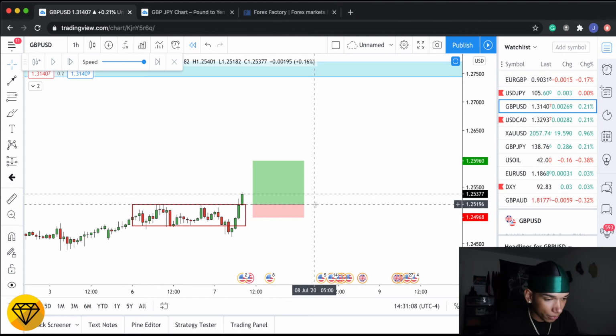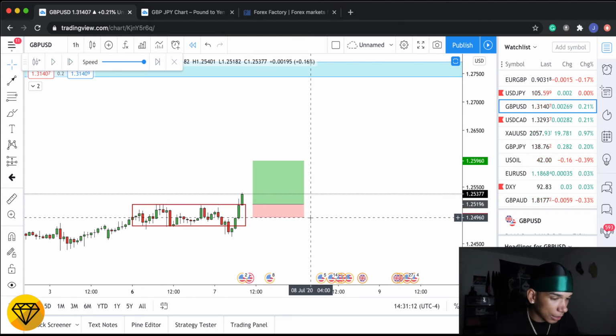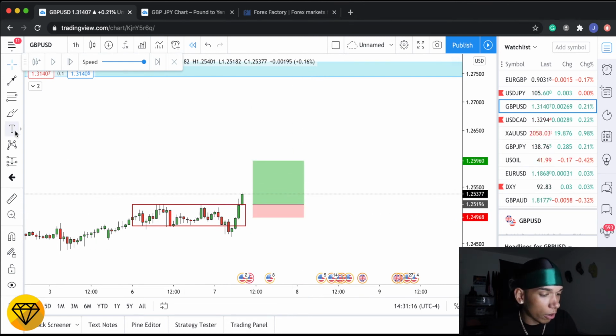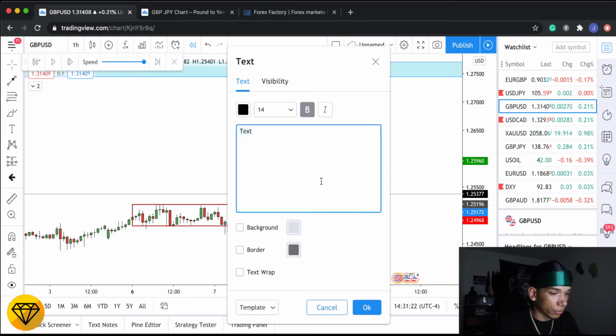So your entry is here at 1.25196. Your stop loss is 24 pips below. If I had a $1,000 account, I would put a 10-cent lot size on the trade.